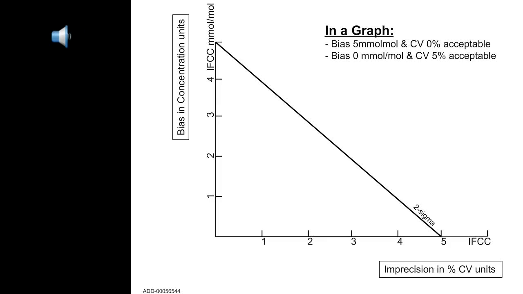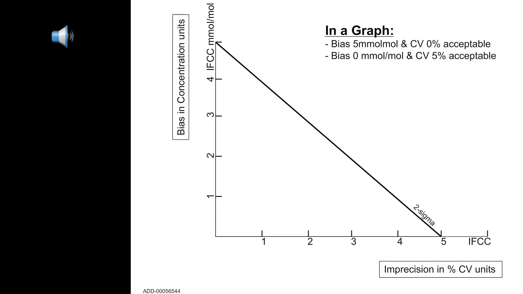An explanation, not in mathematics, but in a graph. You make a plot of the imprecision and the bias. On the y-axis in concentration units, so you can plot a bias of 1, 2, 3, 4 millimole, and on the x-axis the imprecision in CV units from 1 to 5%. And the line is from 5 millimole per mole bias to 5% imprecision, so creating a triangle.